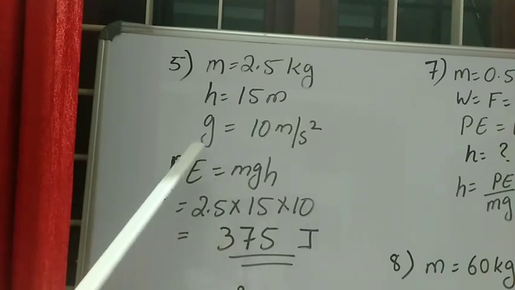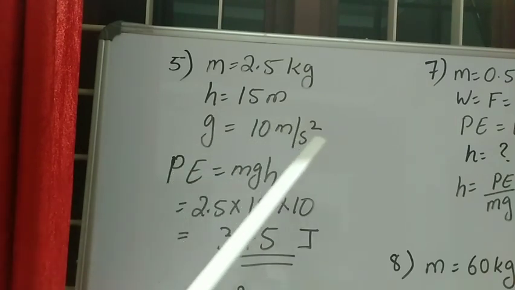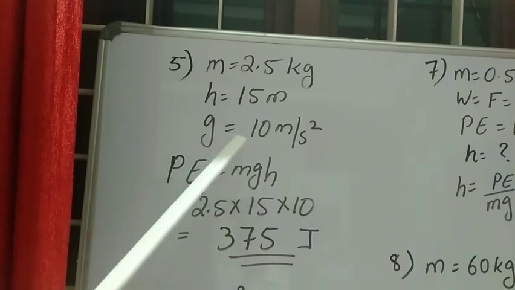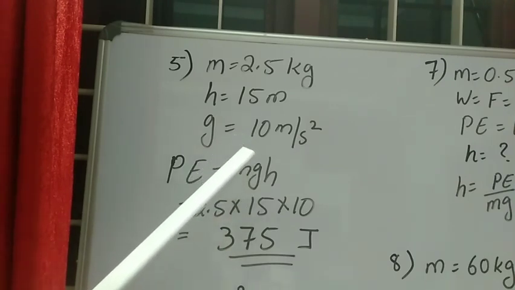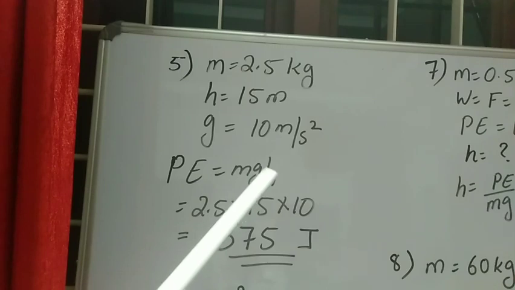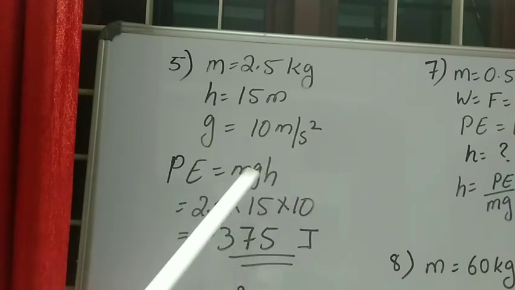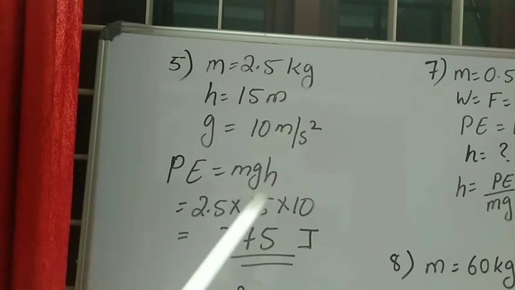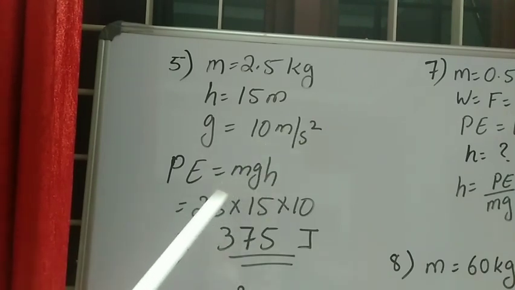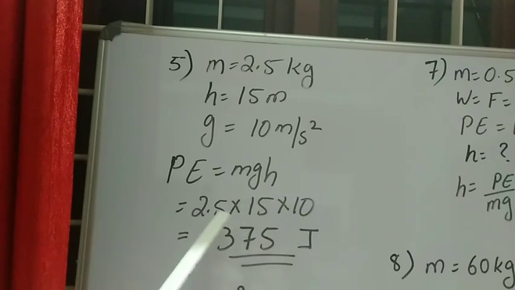Or we can write gravity separately as 10 meter per second square, because here it is given that the force of gravity on mass 1 kg is 10 Newton. That means acceleration due to gravity is 10 meter per second square. So you are asked to calculate potential energy, mgh: mass into gravity, 10 you have to write here, into height. Just multiply all three, 2.5 into 15 into 10. You will get the answer 375 joule.